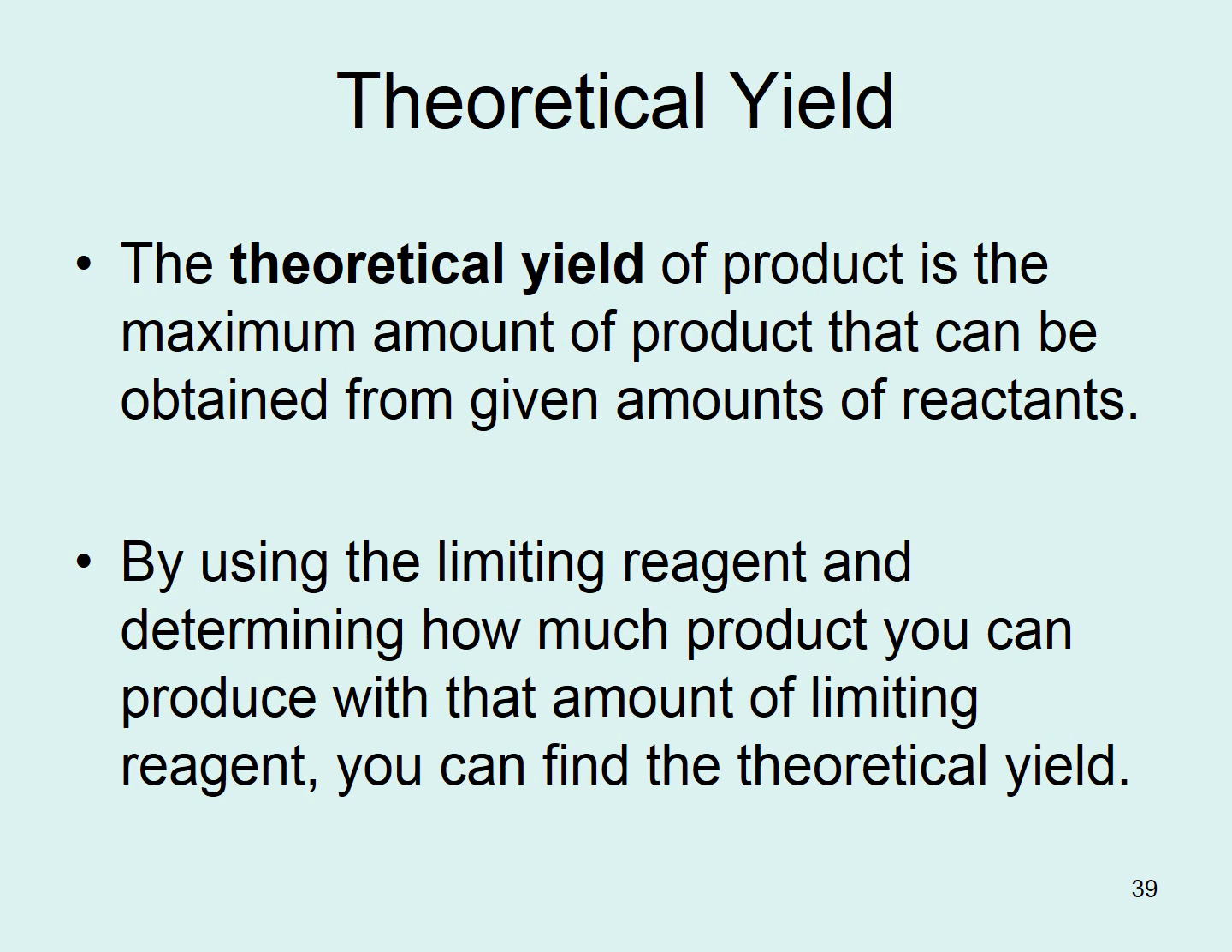Now, the theoretical yield of a product is just the maximum amount of product that can be obtained from the given amount of reactant. So in that last example, my theoretical yield was 0.26 moles of hydrogen gas. The theoretical yield, how much can I theoretically yield given the problem? So what we just did is once you know the limiting reagent and you determine how much product you can produce with the limiting reagent, what you're finding is the theoretical yield. What's the most product that you can make?